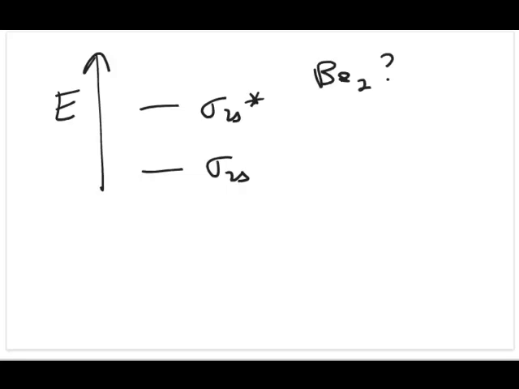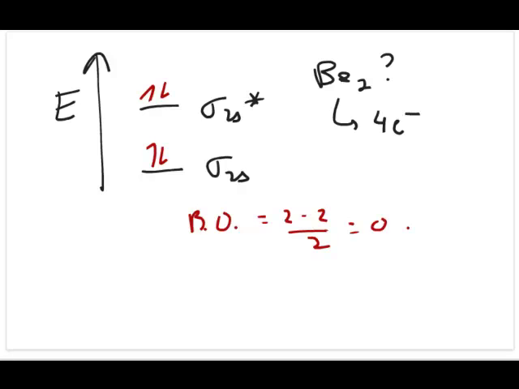Okay, let's go to Be2. What about Be2? This is still sigma 2s and sigma 2s star. Does it exist? Well, go ahead and first figure out the number of valence electrons. What is the number of valence electrons? Beryllium is group 2A, so that means each beryllium has 2 valence electrons. Now you have 2 of them, so it's 4 valence electrons total. You put those electrons in this configuration. You get this, and then the bond order, of course, is 2 minus 2 over 2, which is 0. So in other words, Be2 is predicted not to exist by molecular orbital theory. Okay? So that's how you would do it for lithium and beryllium.